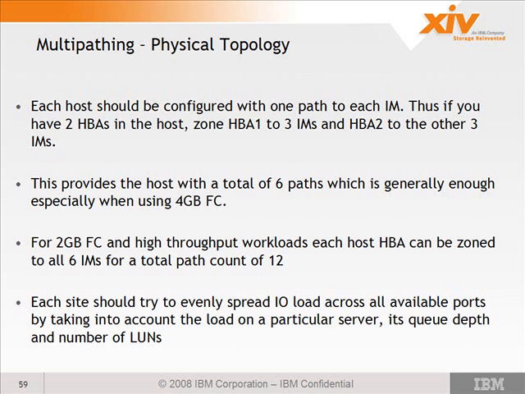You don't really need more paths than 6. There's no performance to be gained in most cases for going beyond 6 paths. And that's especially true if you're using the 4 gigabit cards in your host, 4 gig HBAs. If you're using 2 gig HBAs, certain workloads may be able to benefit from more paths. And so in those cases, you would go to 12. And when you're dealing with a whole bunch of different hosts, it's important to try to make sure that you are balancing across all the interface modules.